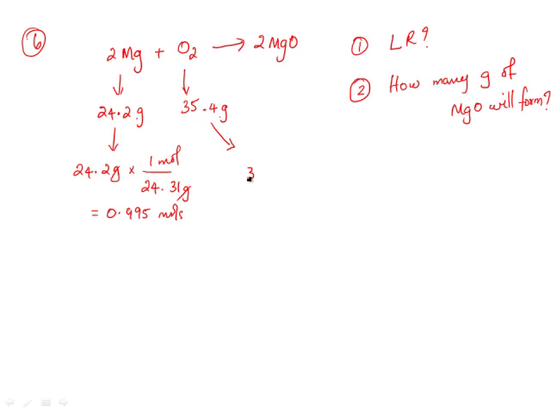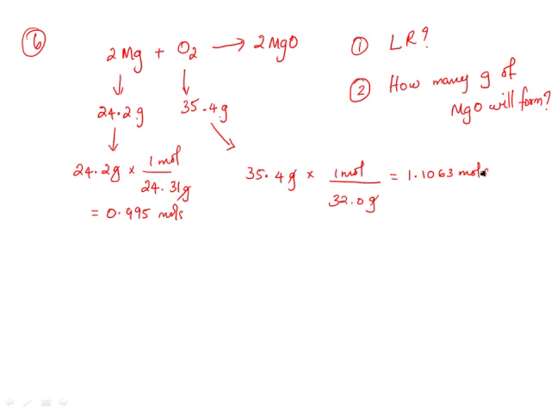Now same thing for oxygen, 35.4 grams multiplied by 1 mole per molar mass of O2. Keep that in mind. Your reactant here is O2, not just O. So when you take the molar mass, you need the molar mass of O2, which is 32 grams. So grams goes away and you will get 1.1063 moles. So these are the two mole quantities, 0.995 and 1.1063. Now we can identify which is the limiting reactant.